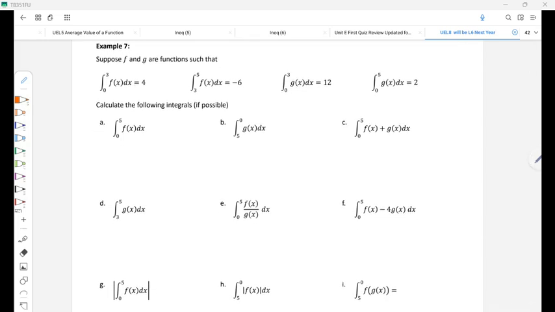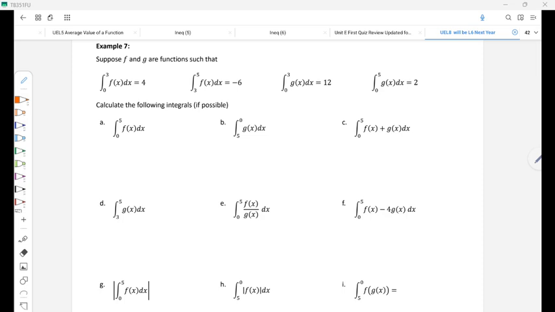So this is a common type of AP question. It's not like there's going to be 50 of them, but it's a really good multiple choice question. In the given information, they are going to tell you some integral values. So if I integrate the function f from 0 to 3, I get 4. If I integrate it from 3 to 5, I get -6. So it's giving us just some information, and then they're going to ask us to basically just use some properties. And notice it says calculate the following integrals if possible. On some of these, we're going to say, yeah, no, we can't do that. All right. So let's take a look.